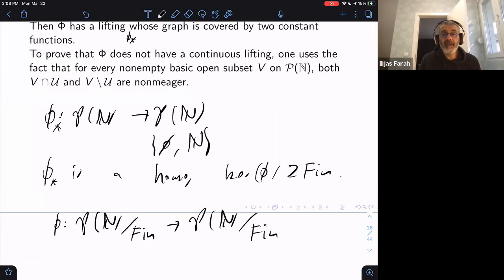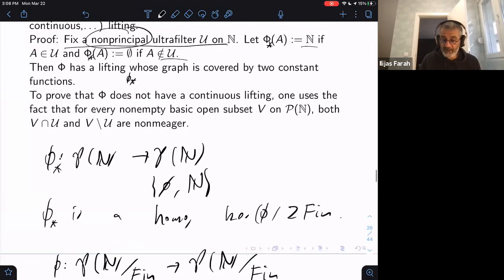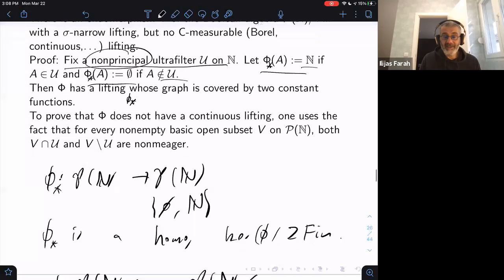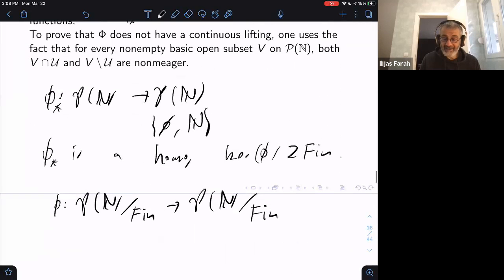And now its graph is covered by two constant functions, right? So it is two Borel, but I claim that it doesn't have a continuous lifting. And the point is that if you have an ultrafilter, it behaves horribly with respect to Baire measurability, or Lebesgue measure or Haar measure or whatever. Baire measurability, not Baire measure.